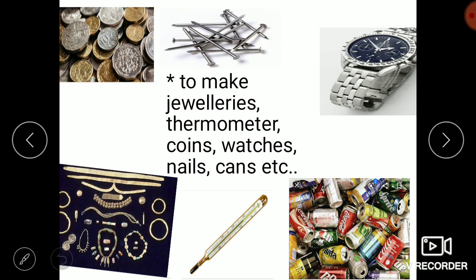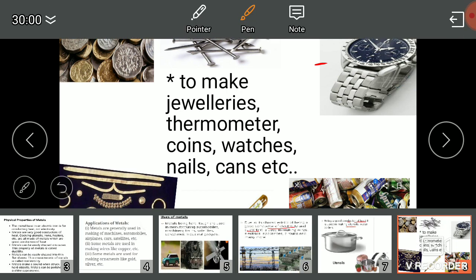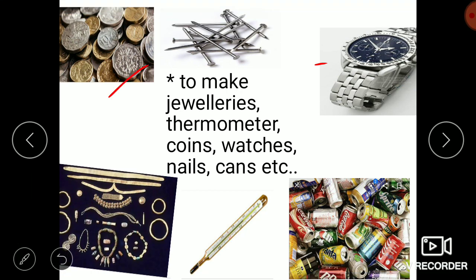Here you see some more examples. Your watch, the nail, coin, jewelries, thermometer, cans. These are also being made by using some metal. In cans you get the tin, you get the iron, you get the steel being used here. In thermometer, which metal is being used? We use the metal mercury.